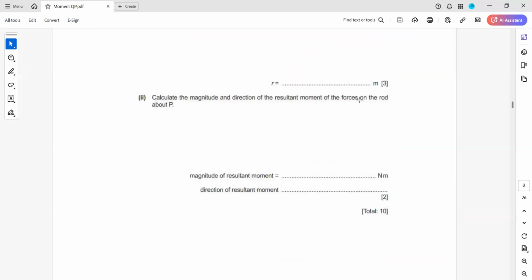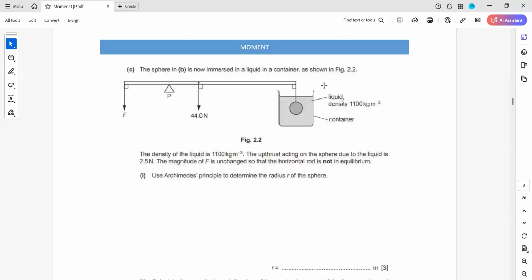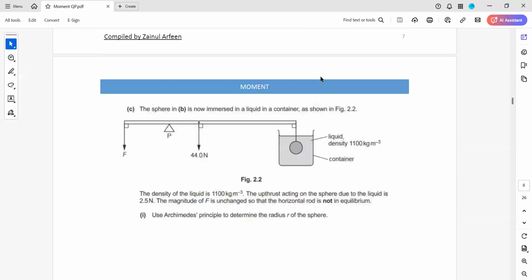Then for the second part, calculate the magnitude and the direction of the resultant moment. Look, this rod was in equilibrium first. Because of the upthrust, initially this was causing an anti-clockwise moment, this was causing a clockwise moment, and the weight is also causing a clockwise moment. So it was balanced. But now, when it is placed in a liquid, there's an upthrust. So it means the upthrust is causing a turning effect, because it was balanced originally.